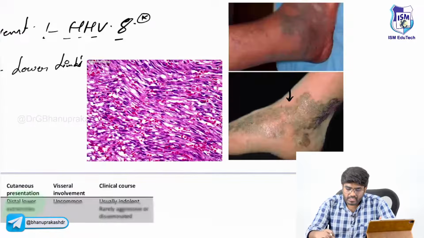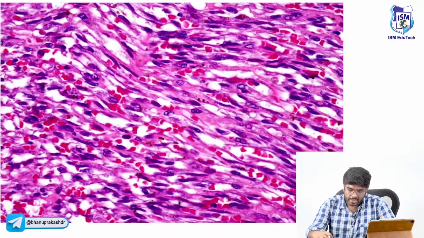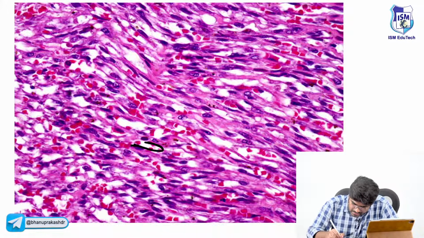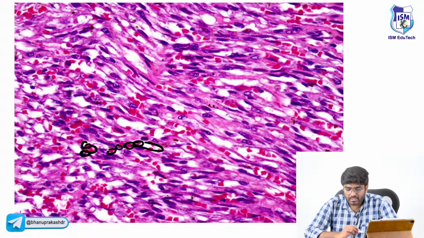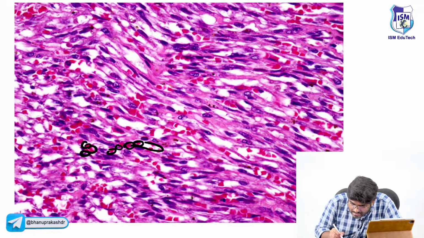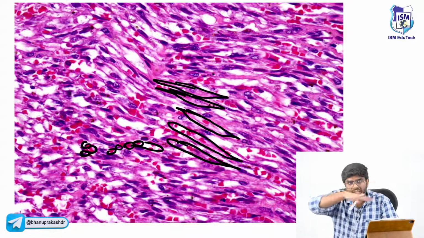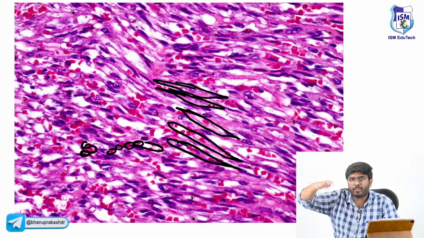Okay, and if you look at the biopsy, what can you appreciate? First of all, these are the blood vessels. No doubt, these are the blood vessels. These red things are the blood cells. But if you look at these blood vessels, the cells are spindle shaped. So the cancerous cells are spindle shaped. You can very clearly see the wavy spindle shape appearance, right?